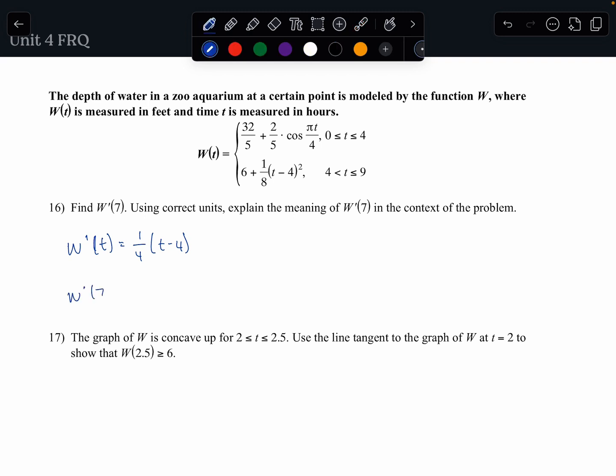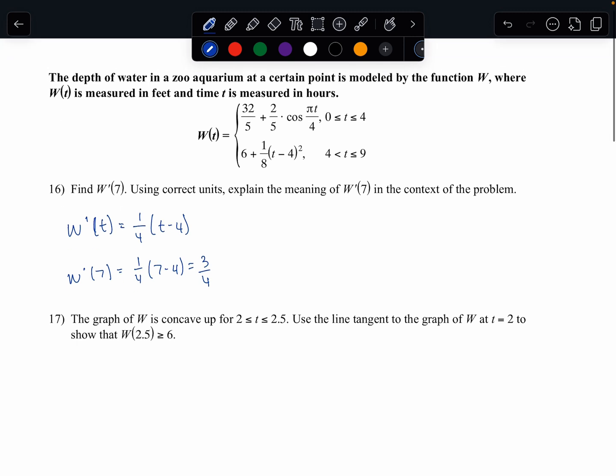W prime of 7 would be equal to 1/4 times 7 minus 4, which is going to be equal to 3/4 if I'm doing that correctly. So 3/4 right there. I guess I could always double check, but I kind of don't want to. So W prime of 7 is 3/4.